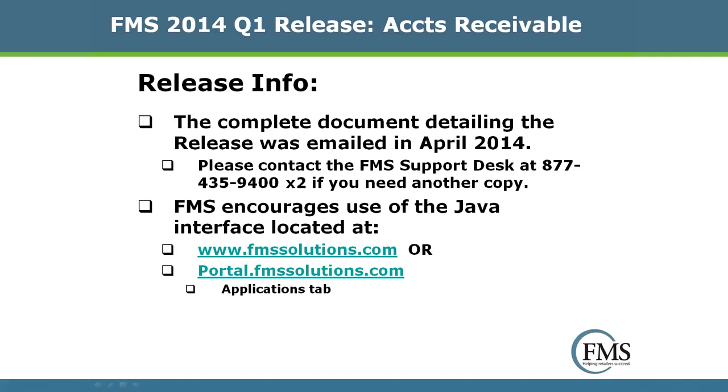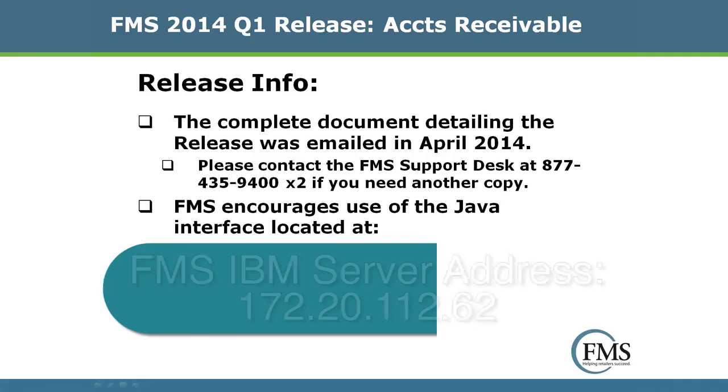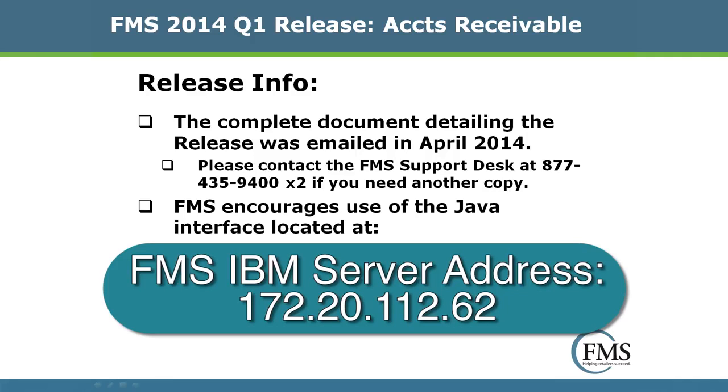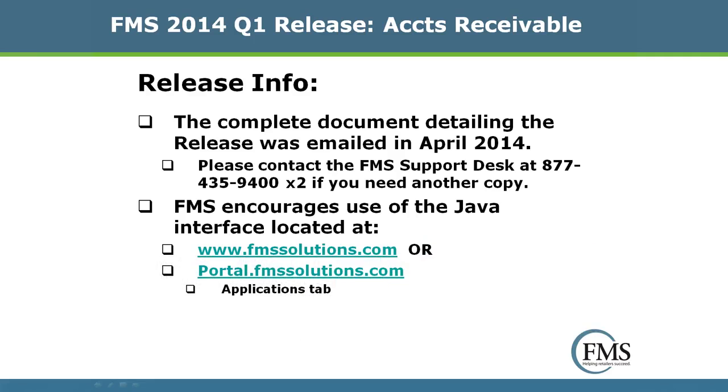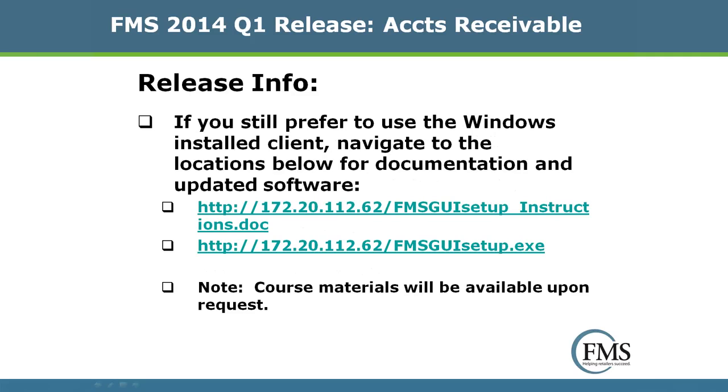To access FMS GUI Java client through your site-to-site VPN, simply enter the FMS IBM server address 172.20.112.62 into your web browser address bar and click on Application Login. The Java client is also available through the FMS portal under the Applications tab. Contact FMS Application Support for more information. If you still prefer to use the Windows installed client, navigate to the locations below for documentation and updated software.